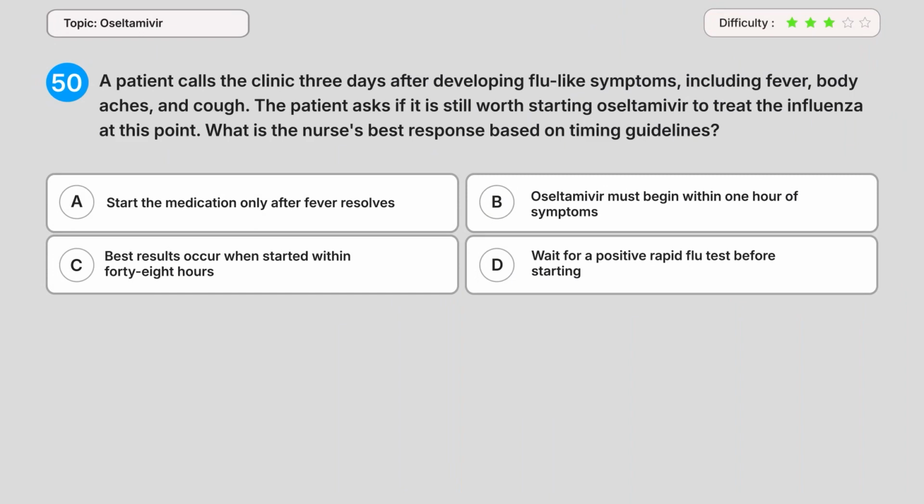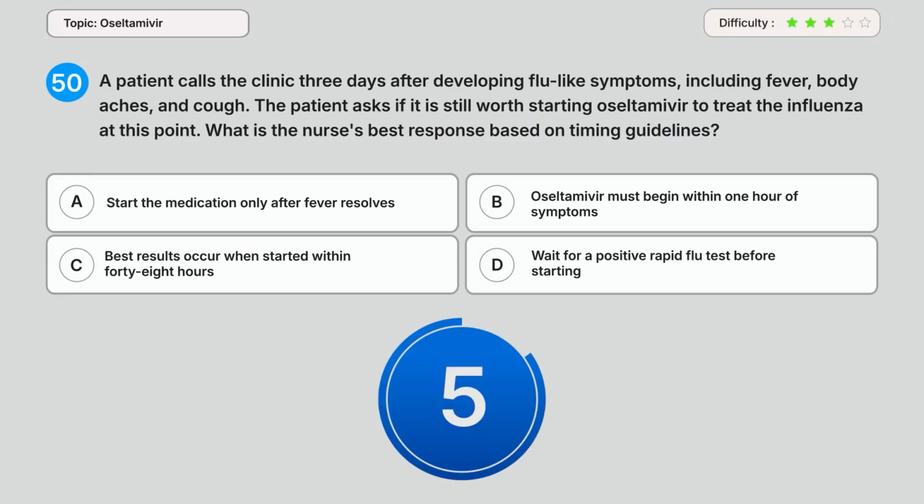A. Start the medication only after fever resolves. B. Oseltamivir must begin within 1 hour of symptoms. C. Best results occur when started within 48 hours. D. Wait for a positive rapid flu test before starting. Do you know the answer?